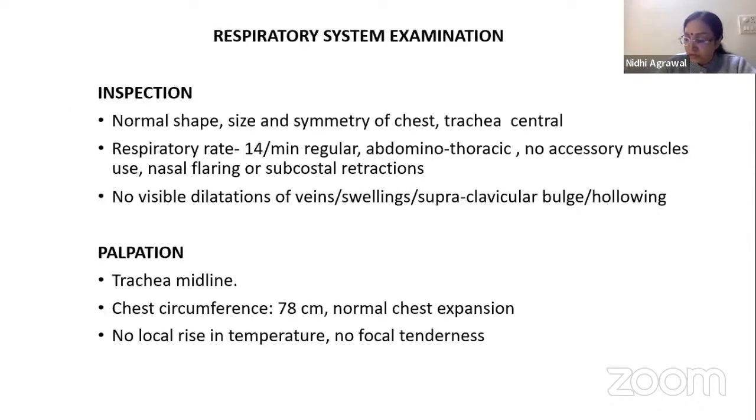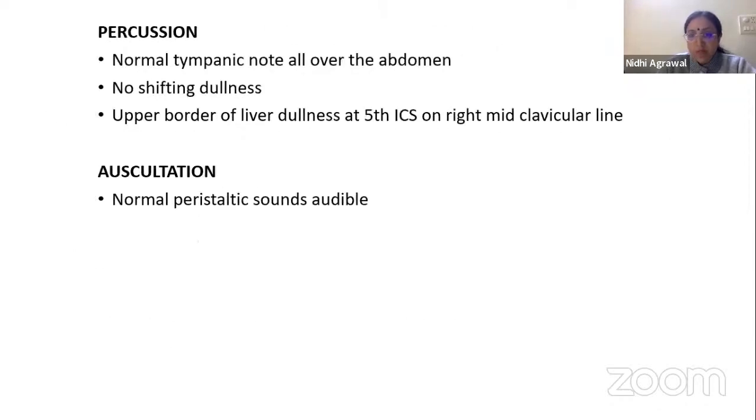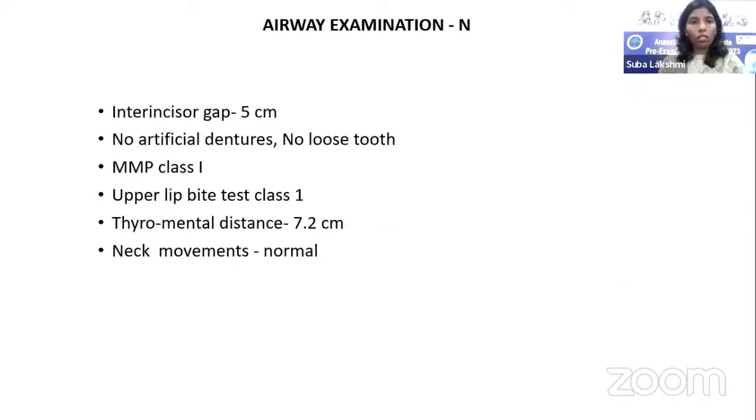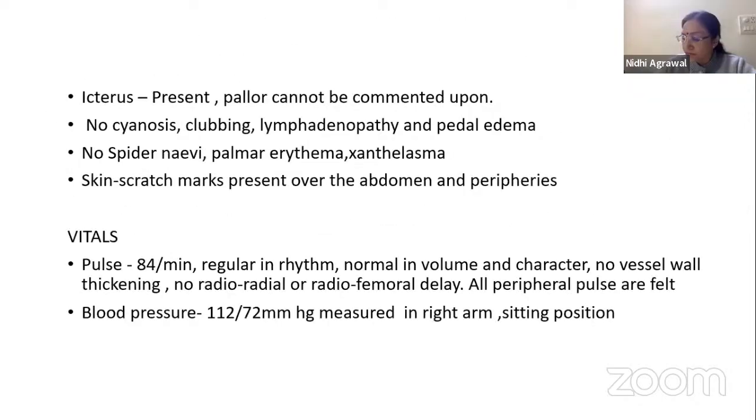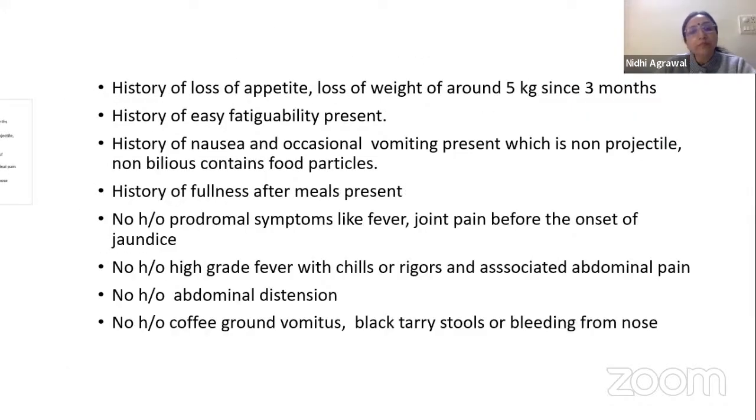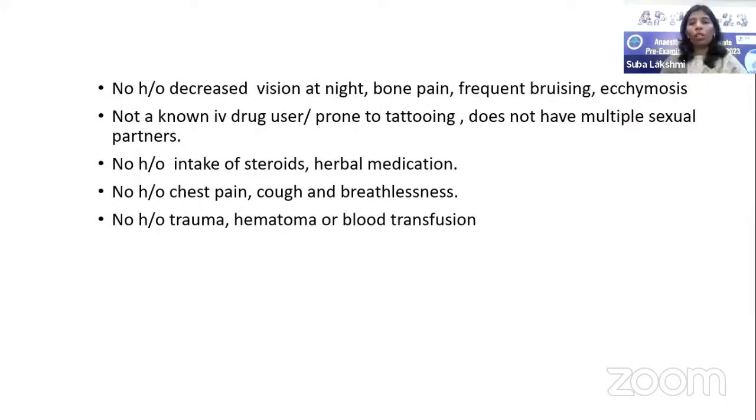Any features? Go back to your history. Have you taken any history regarding coagulopathy? Yes, ma'am. There is no frequent bruising or ecchymosis in my patient, ma'am. Okay, very good. Anything else?